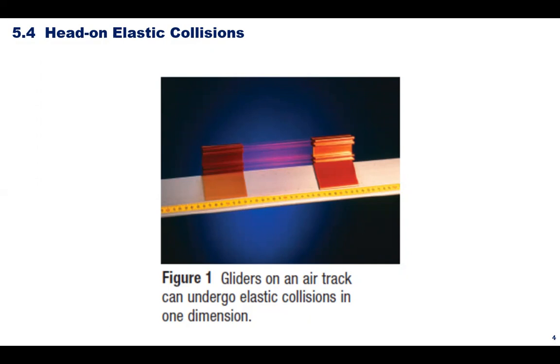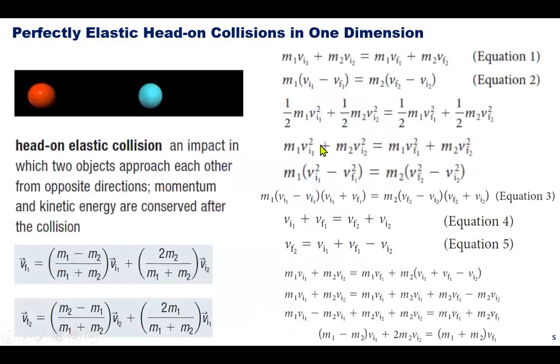In the first half of today's lesson, we will examine in greater detail perfectly elastic collisions in one dimension. We will calculate final velocities of two objects after elastic collisions in one dimension with equations for special cases. Once again, we consider perfectly elastic collisions in one dimension, which is shown here in figure 1. Okay, first of all, let's consider the perfectly elastic head-on collisions in one dimension.